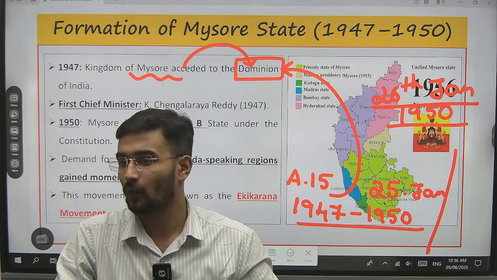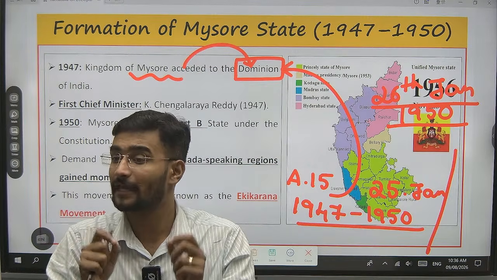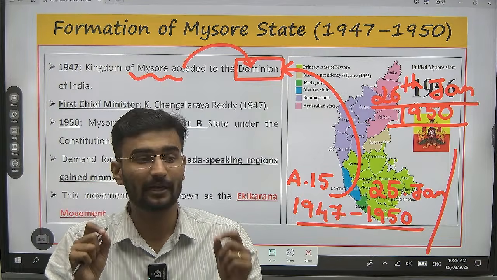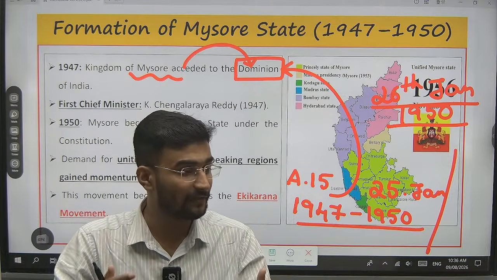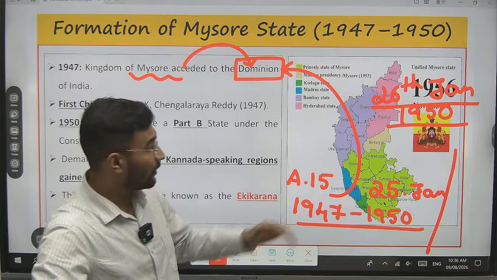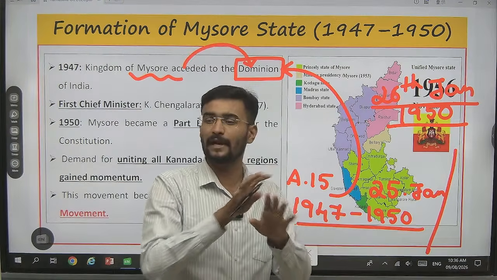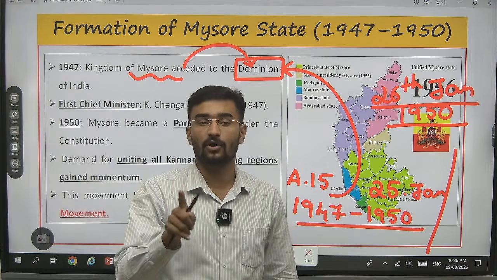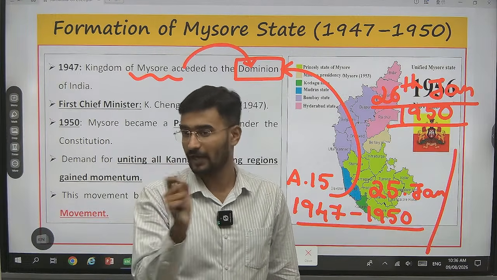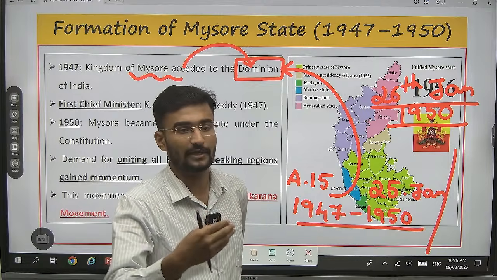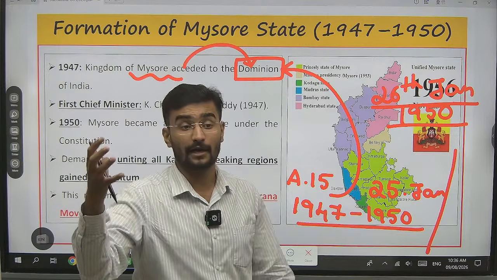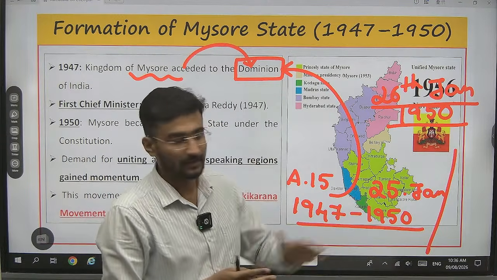Now Republic means what? The head of the state is elected. It is not a representative body, rather the head of the state is elected. To be frank, we are completely independent from 26th of January 1950. After this we call it the Republic of India. This you should be aware.